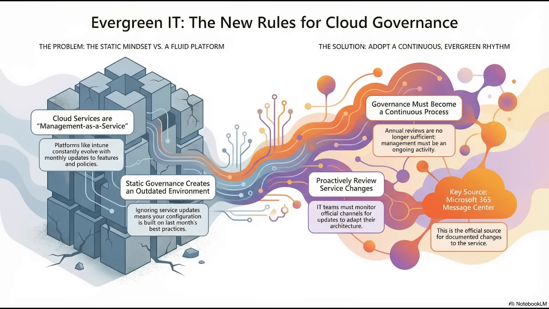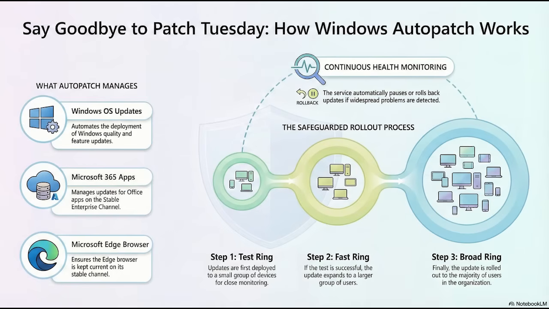It requires a proactive rhythm. IT teams have to continuously review the service changes, which are primarily documented in the Microsoft 365 Message Center, so they can exploit new features and make sure their current architecture stays best in class. If you ignore the monthly service changes, you risk running an outdated environment built on last month's best practices. The governance process is no longer an annual review, it's continuous. It has to be. Let's move into the user's world, starting with what has to be the single most important question. What about my data?